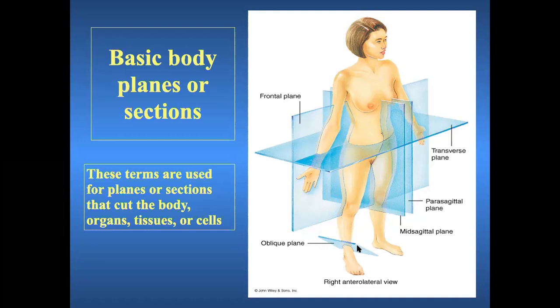So what are the various sections we studied? One is the coronal section. Frontal plane is the coronal section, which divides the body into an anterior part and a posterior part, right?